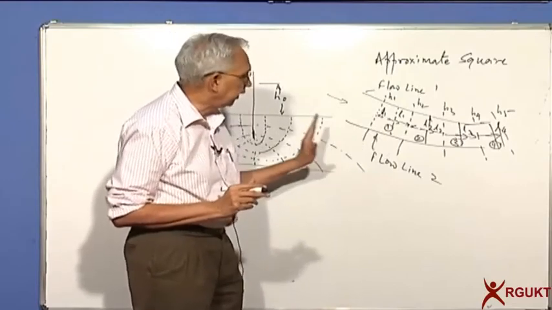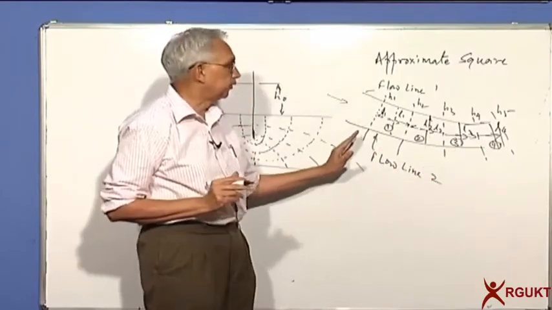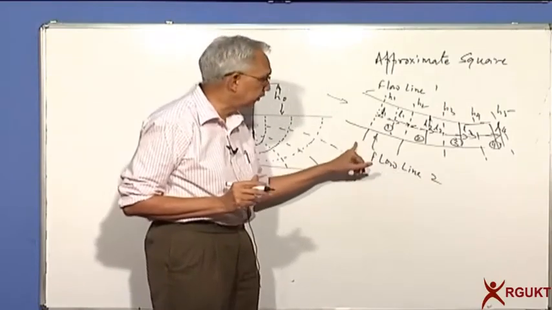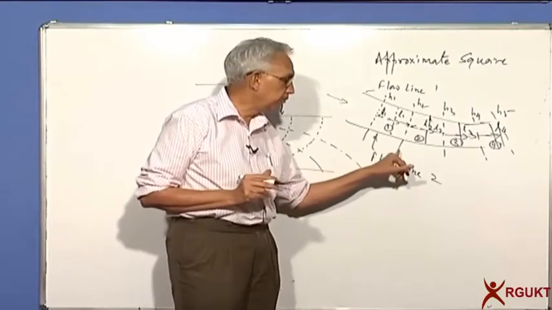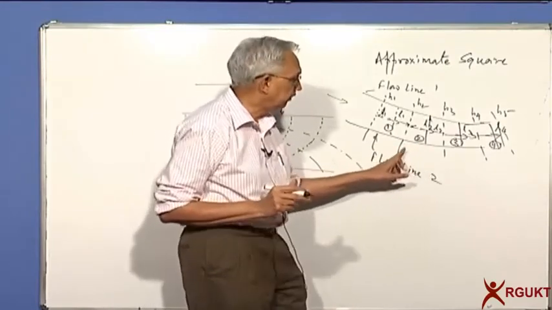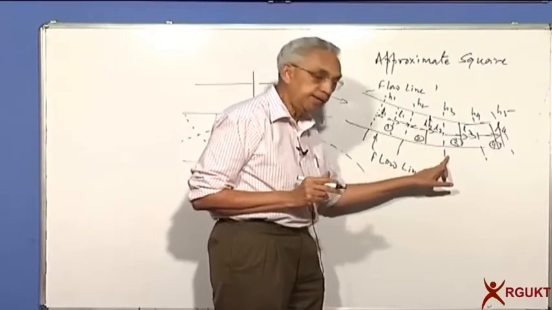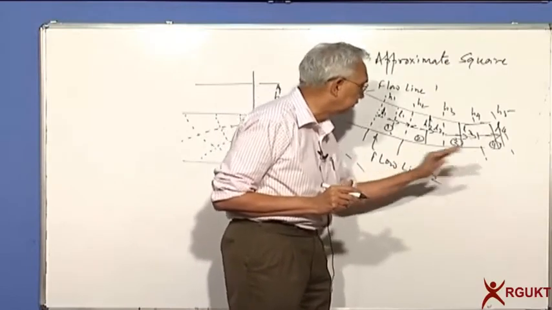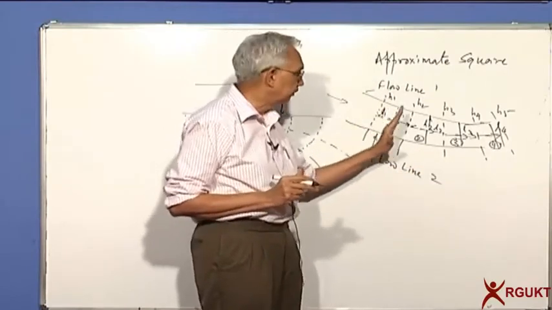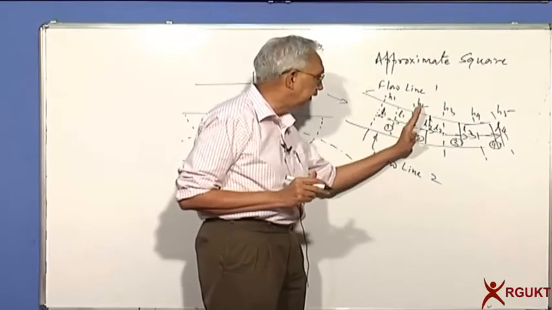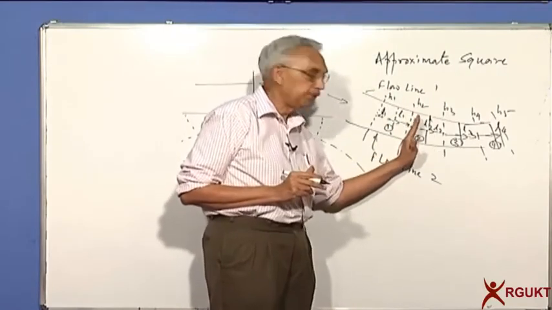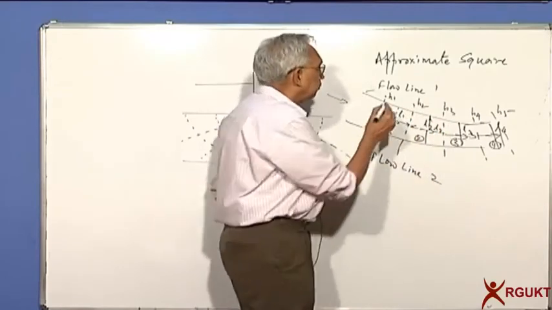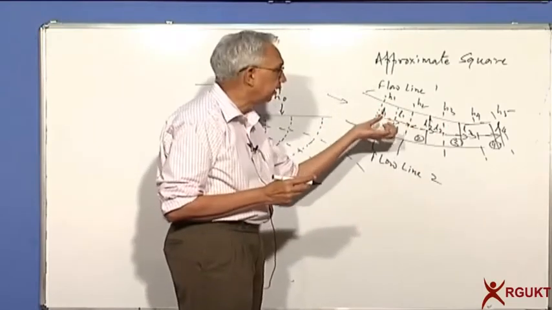You agree also that as the flow takes place, the head keeps dropping. So the equipotential line bounding the left of element 1 is H1, and the equipotential line to the right of element 1 is H2. To the left of element 2 is H2, and to the right of it is H3. So it keeps changing: H2, H3, H4. The head drop is the same because they are all equipotential lines.